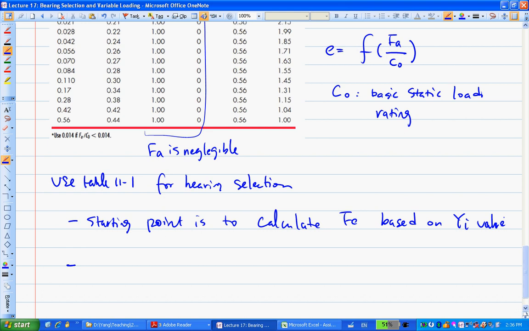Instead of starting from the table, what else can you do? So basically the starting point. What if my starting point is not to calculate FE? Where else could be your starting point? Anybody? So the starting point is not FE. What do you know? Basically, let the question give you the minimum shaft diameter.